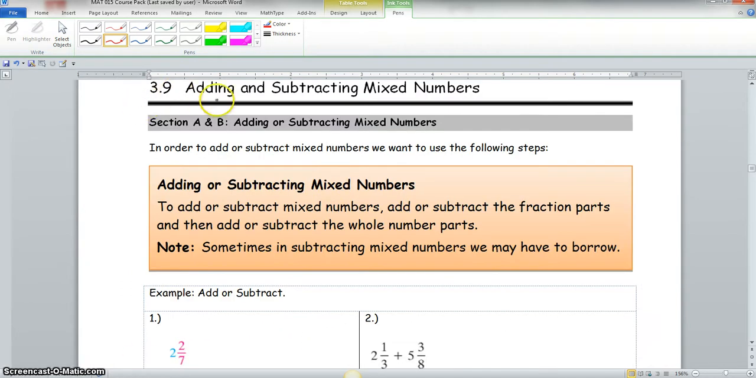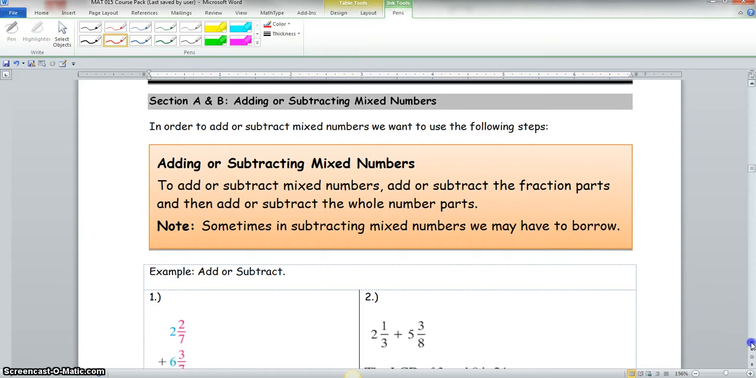Now we come to section 3.9, adding and subtracting mixed numbers. Okay, it says in order to add or subtract mixed numbers, we want to use the following steps. To add or subtract mixed numbers, add or subtract the fraction parts and then add or subtract the whole number parts. Note, sometimes in subtracting mixed numbers, we may have to borrow.